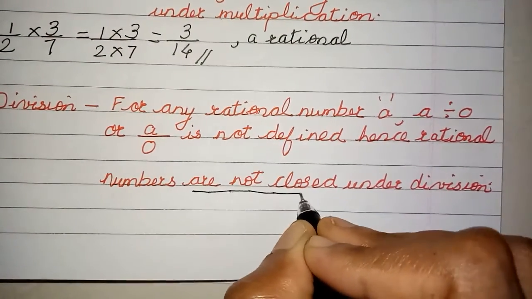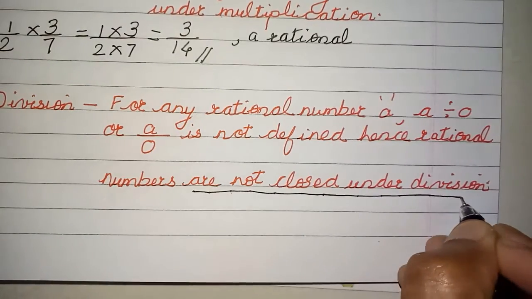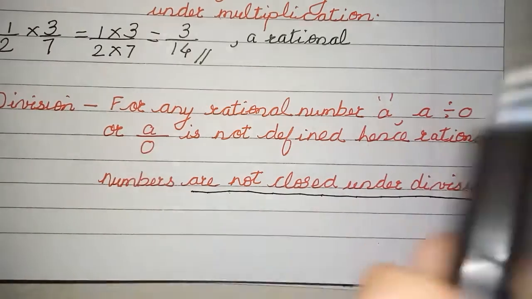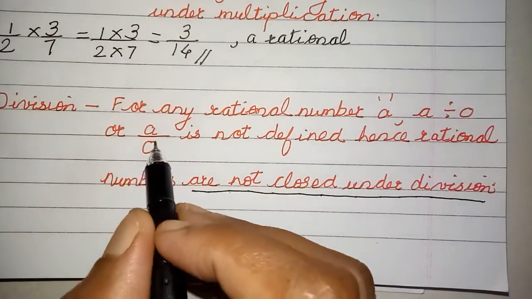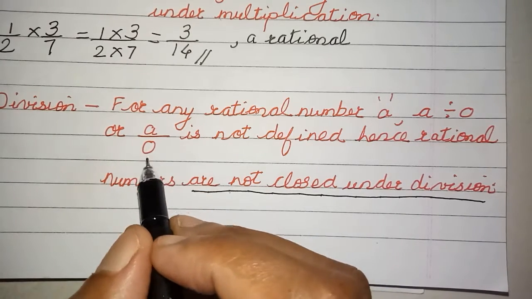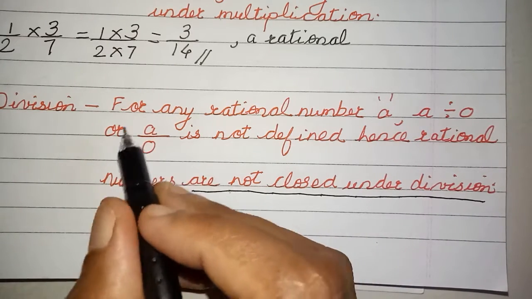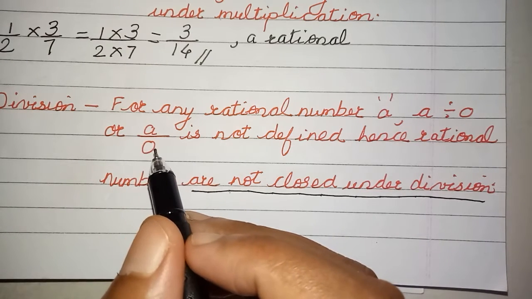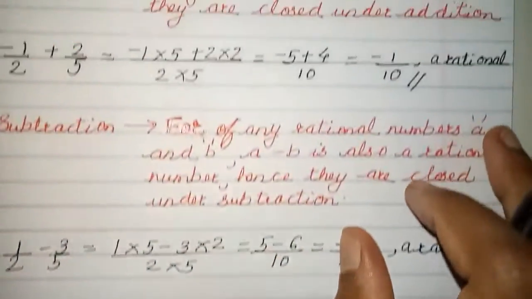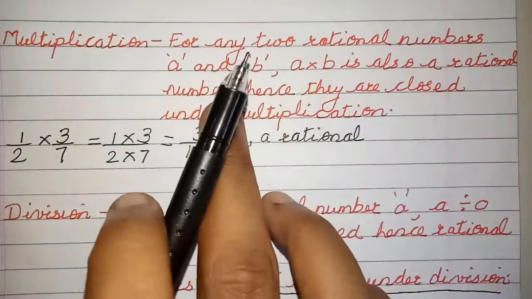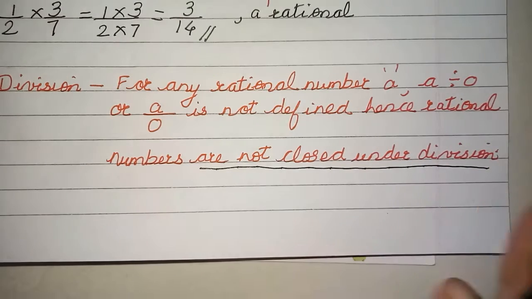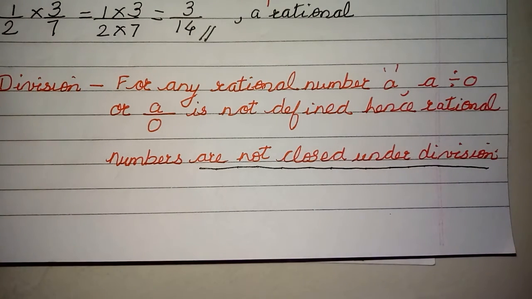So rational numbers are not closed under division. Why? You take any rational number of your choice and divide it by 0. For example, if I take 5 and divide by 0, then 5 by 0 will not be a rational number because the denominator is 0. Is that clear? So you know that now. Rational numbers are closed under addition, closed under subtraction, closed under multiplication, but they are not closed under division. Please watch this video 2-3 times, then your concept will be clear.